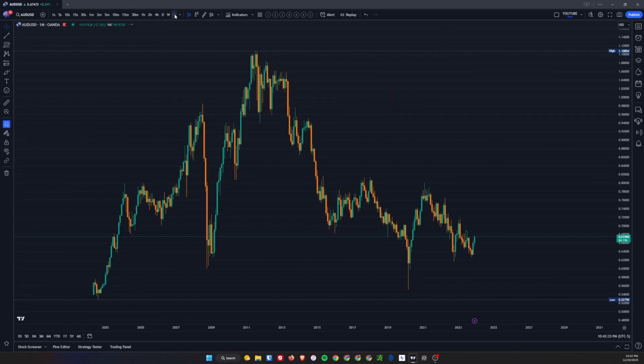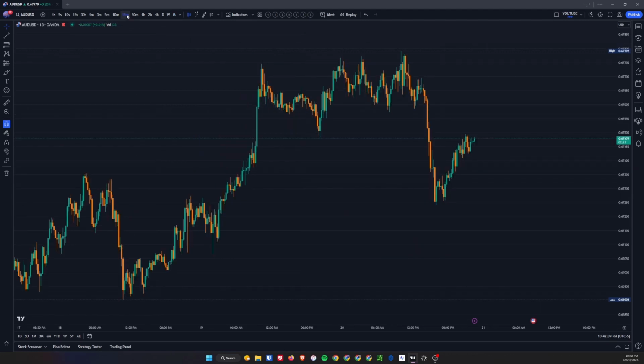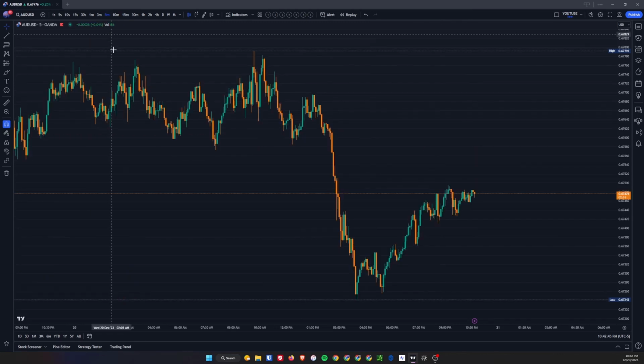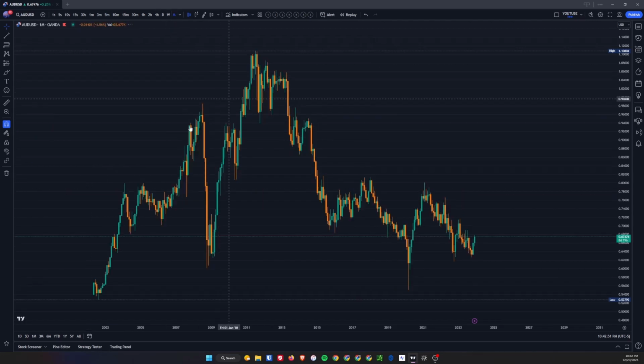I prefer trading intraday, so I usually work my way down from a monthly time frame to a 15-minute time frame, and then if I want more specific, exact entries, then I go to the 5-minute time frame. But you always want to start from the largest time frame. Okay, so this is a monthly time frame.